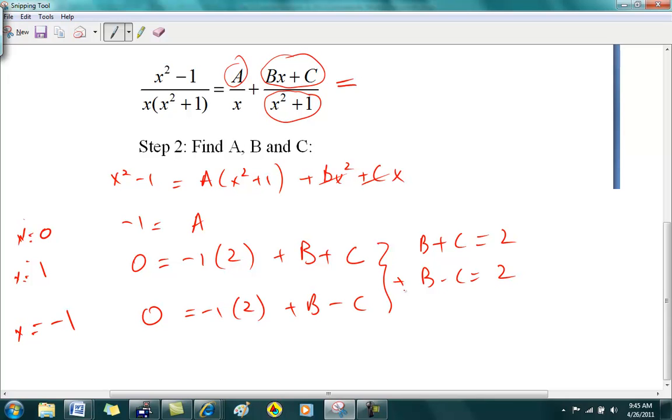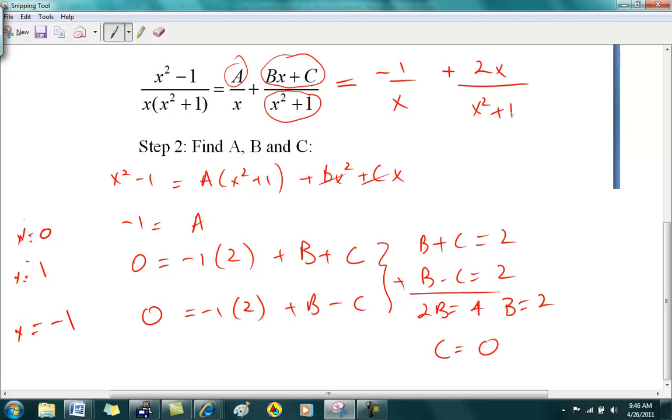If I add these two equations, I get 2b is equal to 4, so b is equal to 2, not 0 like I had originally. And then c is equal to 0. So then this really becomes negative 1 over x plus 2 over x squared plus 1.